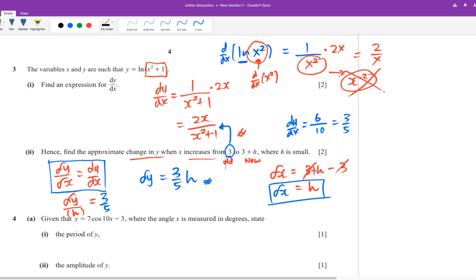Whenever you have the perpendicular, you just do m1 m2 equals -1. That's all.